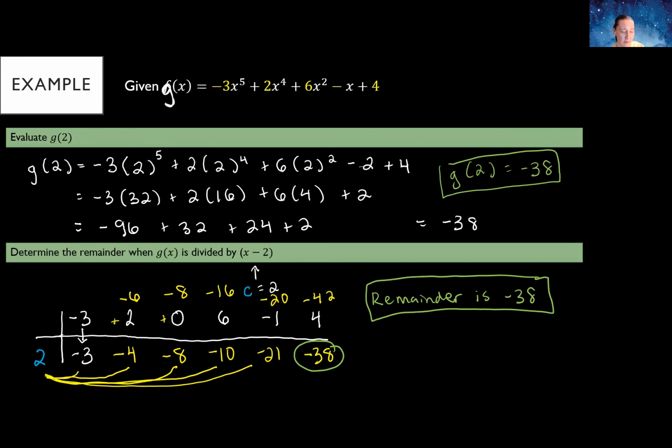You might want to try doing it both ways and see which one's faster for you. Yeah, I might. Because if one of these methods is faster, then that's the one you're going to want to do, especially on a quiz. But that's what the remainder theorem is saying here, is that that remainder is the same thing as finding the function value.